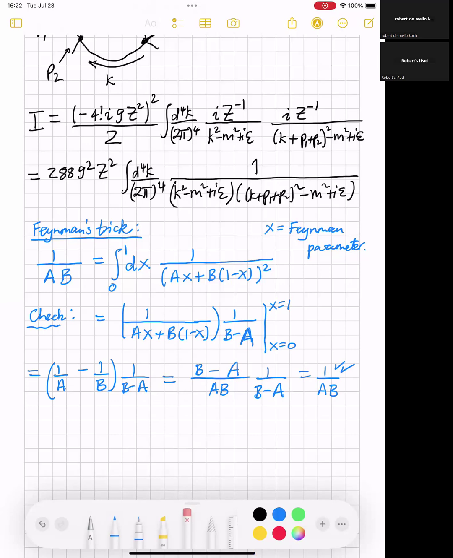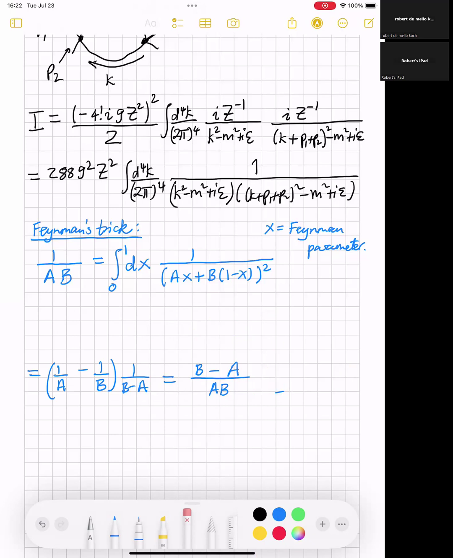Now, this is a common thing, to get products of denominators. What you will not always get is a product of just 2. You might get a product of 3, 4, 8 denominators. In fact, there's a general Feynman trick formula for that. It generalizes this formula that I've given here, and you'll find that general formula in the notes. You can also look it up. It's well known, it'll be somewhere on the internet.